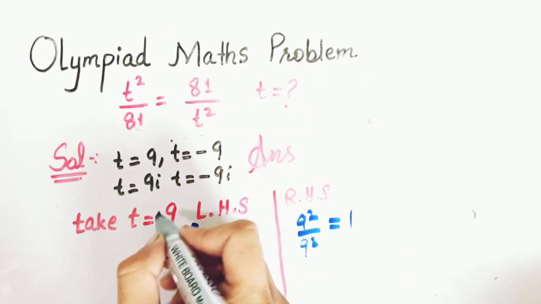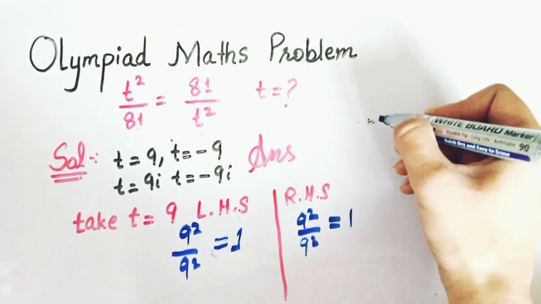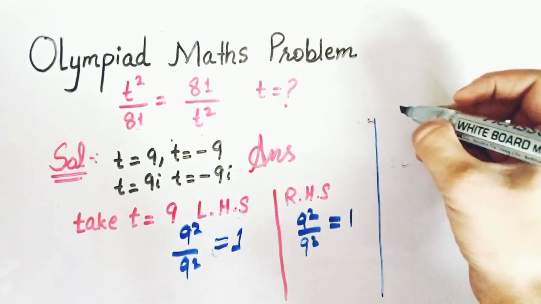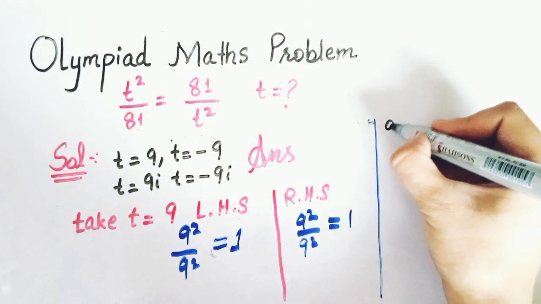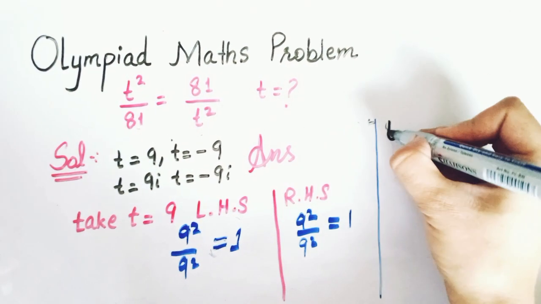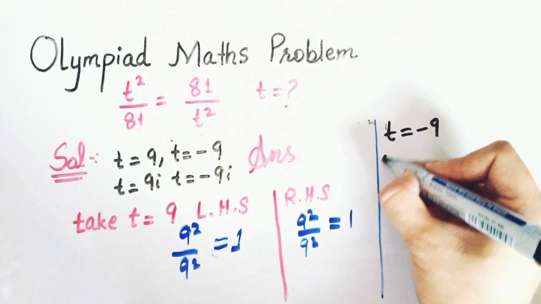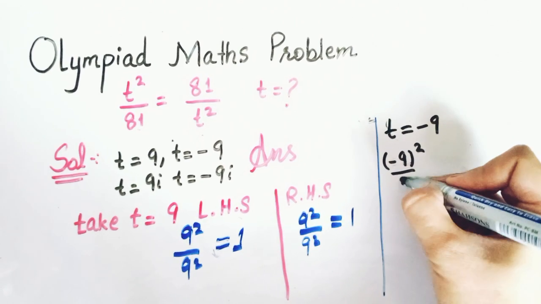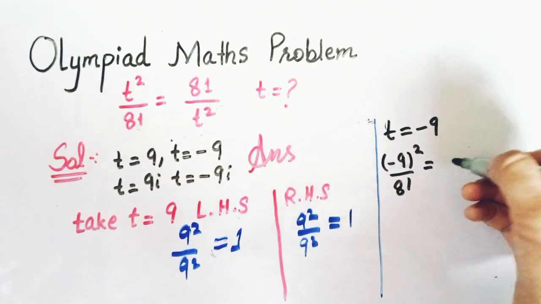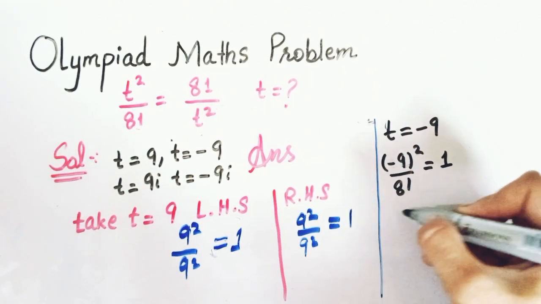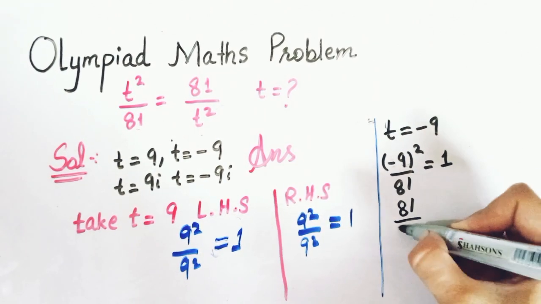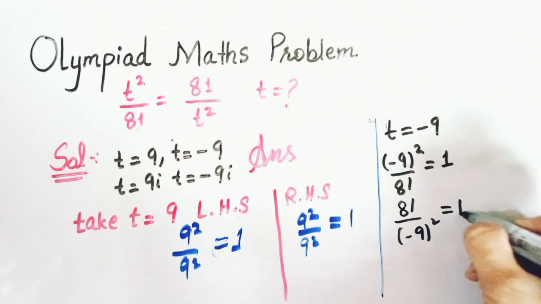Now when we take t equals minus 9, this will be minus 9 square by 81. Again this is 1. And in the right hand side 81 by minus 9 square, that is again 1.